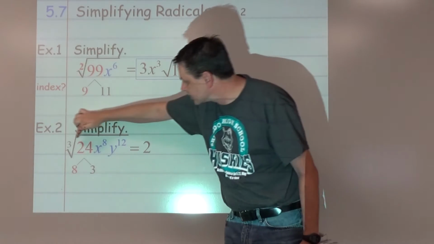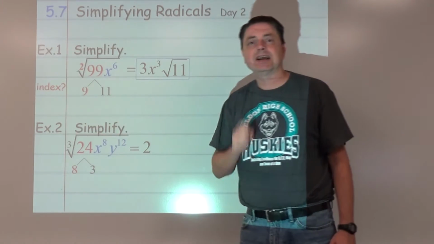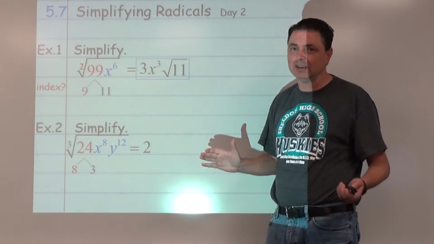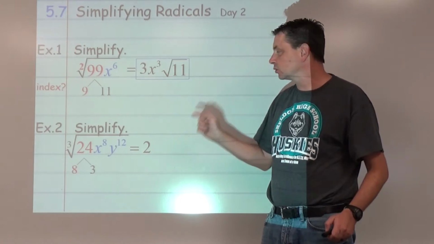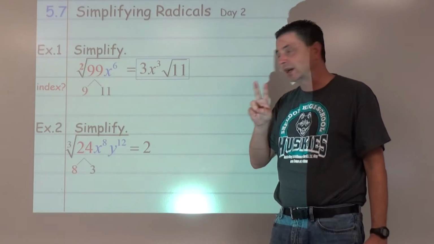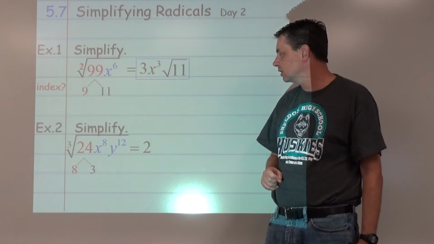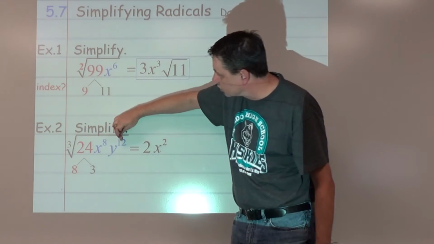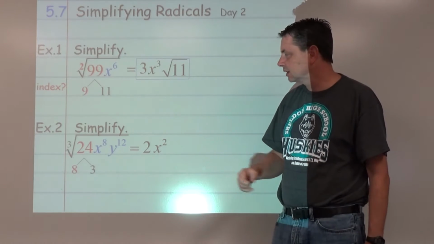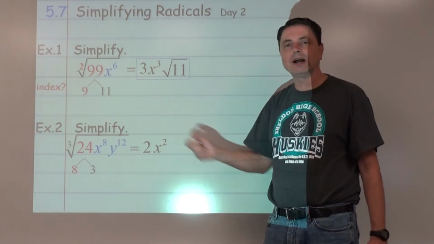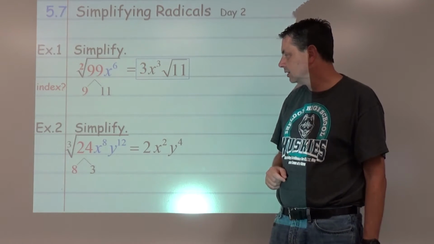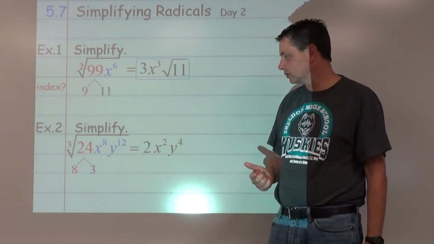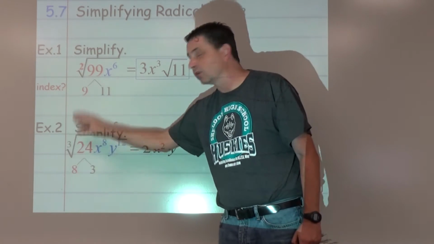And then we'll look in the x's. 3 goes into 8 how many times? Now it doesn't go in evenly. But how many times does 3 go into 8? Twice. So out comes x squared. 3 goes into 12 4 times. So out comes y to the fourth power. And then we get our leftovers. So the 3 is left over.